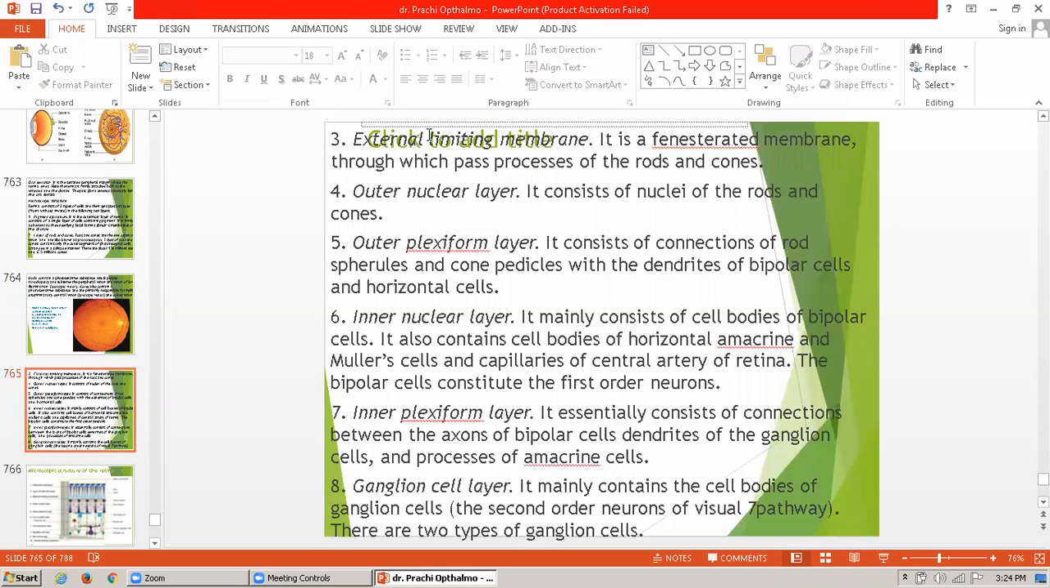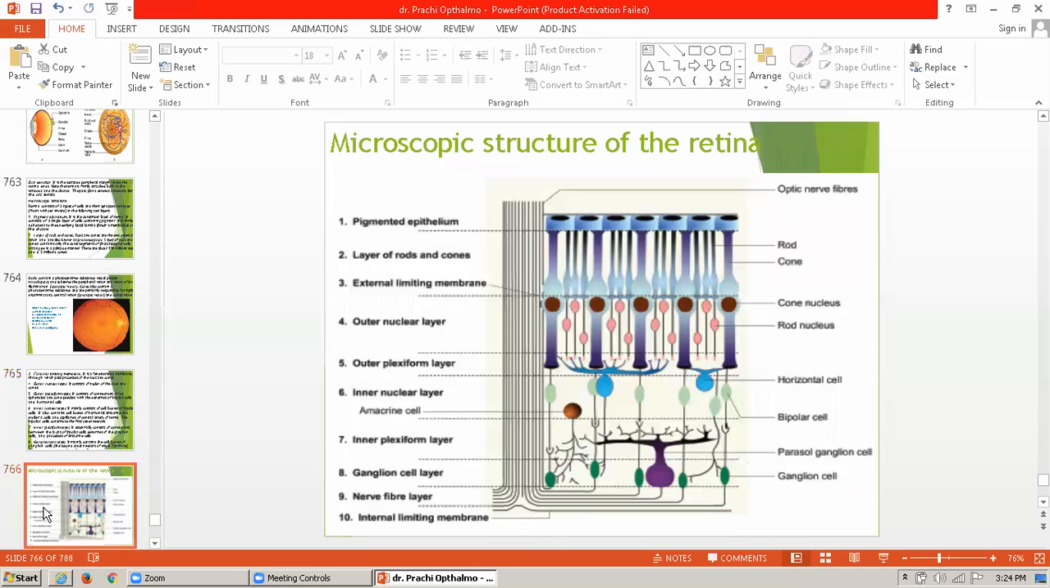Third, that is the external limiting membrane. The external limiting membrane is this. It is present below the layers of the rods and cones and just above the outer nuclear layer.